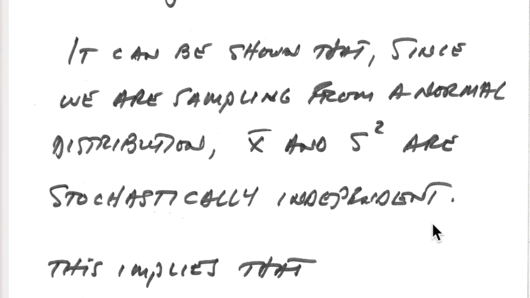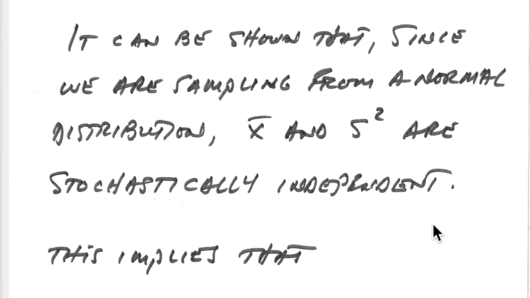Now, it can be shown, we're not going to prove this, that since we're sampling from a normal distribution, the sample mean and the sample variance are stochastically independent. Let me again emphasize that the assumption here is that we're sampling from a normal distribution. When that's the case, the sample mean and the sample variance are stochastically independent.